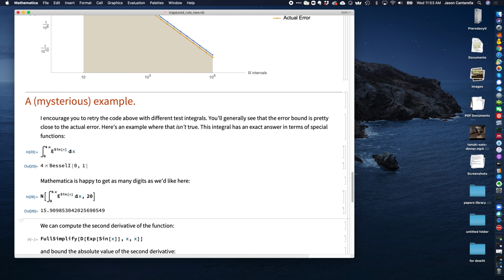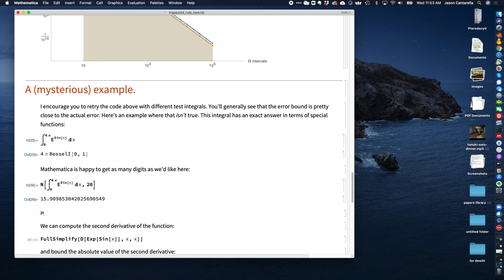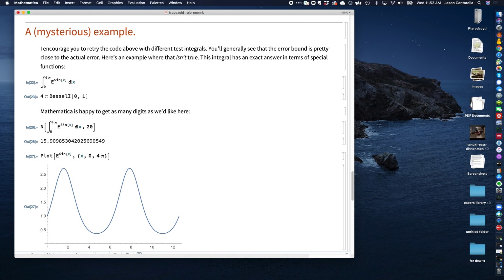Now the function is certainly a perfectly reasonable looking function. Let's take a look. Plot capital E to the sine x, x from 0 to pi. And you see that, okay, it's not quite as regular as the sine function itself, but it's certainly perfectly reasonable.